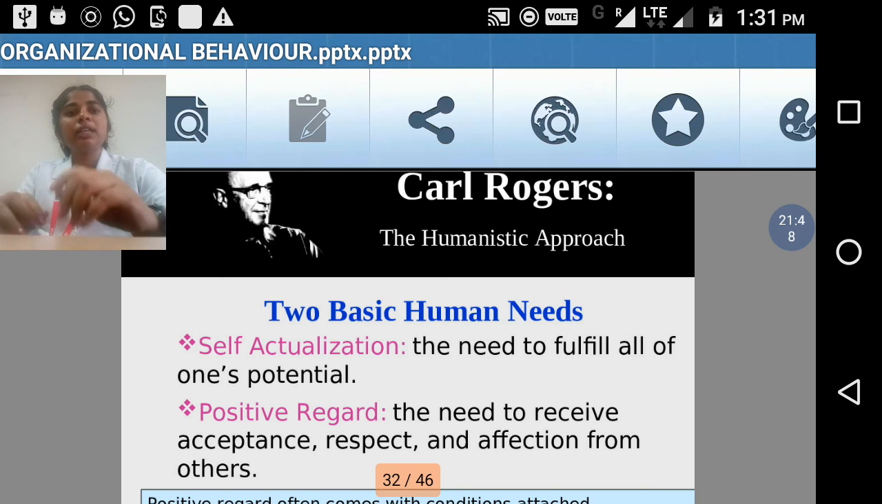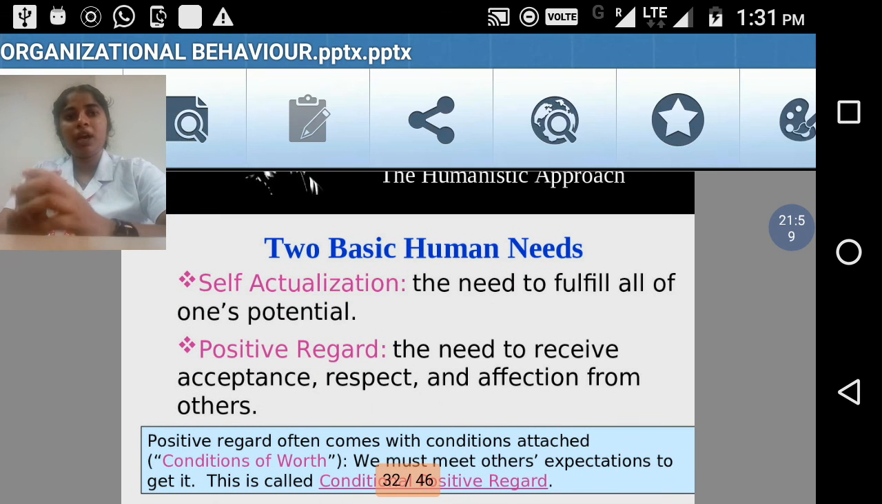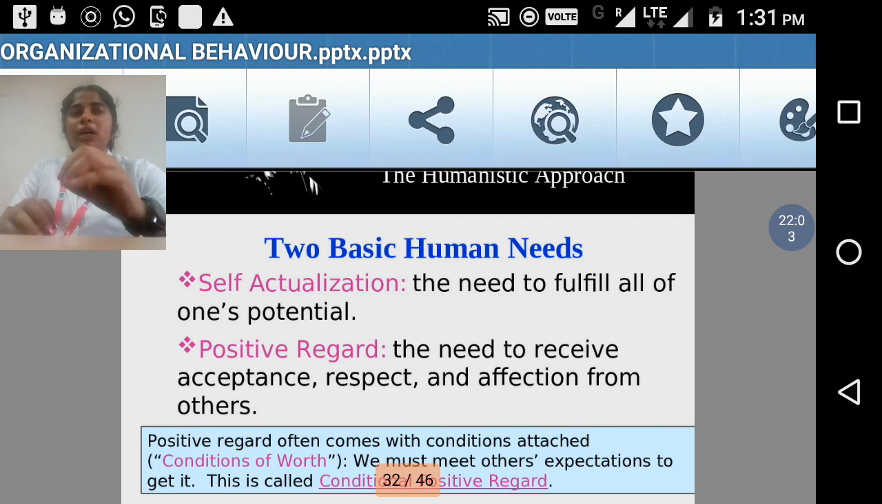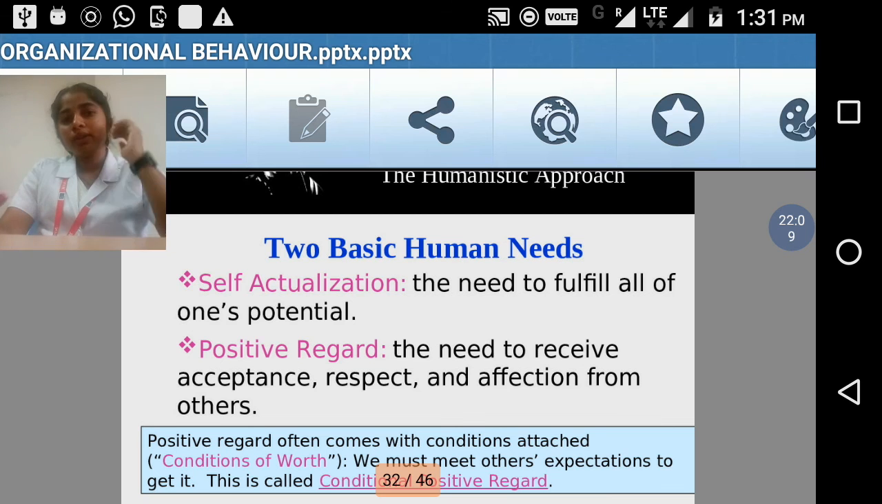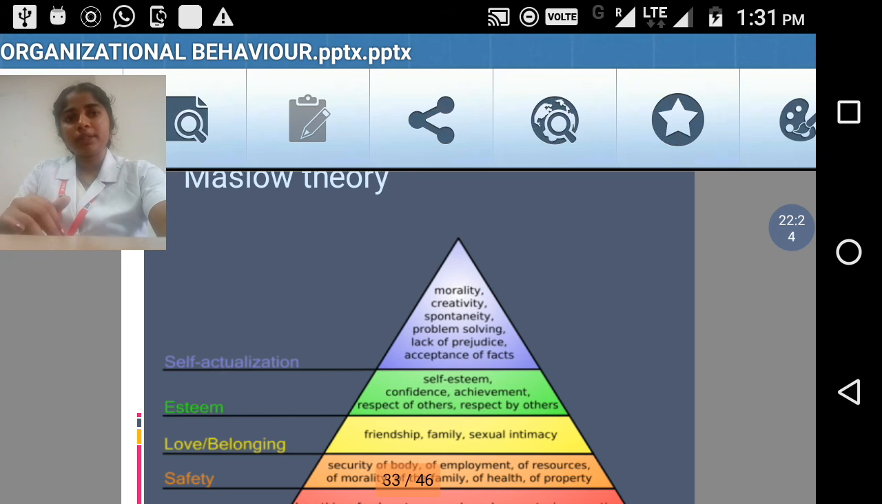Let us see what Carl Rogers said. Carl Rogers explained the humanistic approach. He says there are two basic human needs. The first one is self-actualization, the need to fulfill all of one's potential. If a person has some potential, he needs to achieve it. And another one is positive regard, the need to receive acceptance, respect, and affection from others.